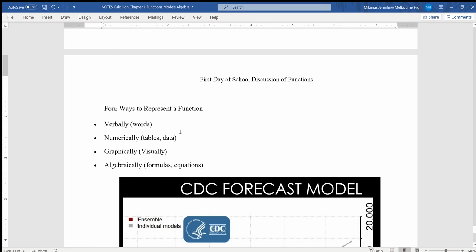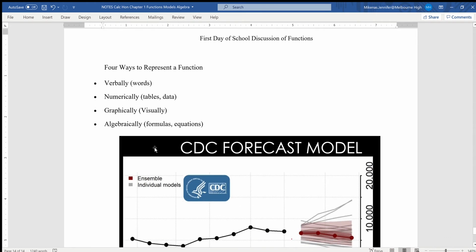So there's verbally, which is words, numerically, which includes data tables, graphically, which would be visually, and then algebraically, which would be formulas and equations. And in most of the topics that we study this year, we're going to approach an idea from all 4 perspectives.